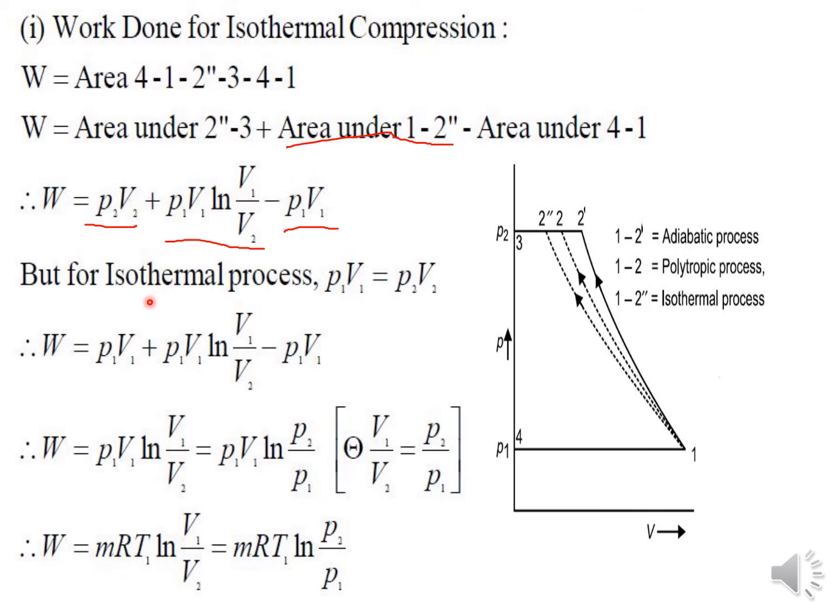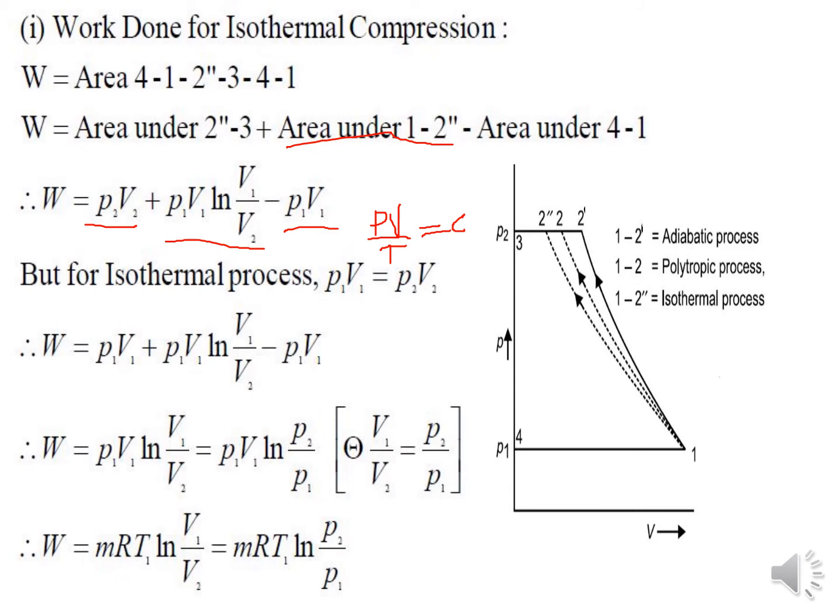But for the isothermal process, PV/T is constant. We know that already. For the isothermal process, what is constant? PV/T is equal to constant. Now if it is an isothermal process, the temperature is constant, which means what?